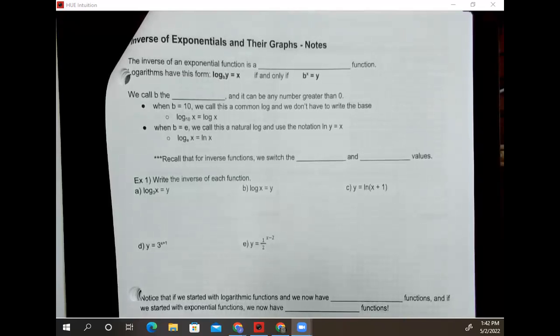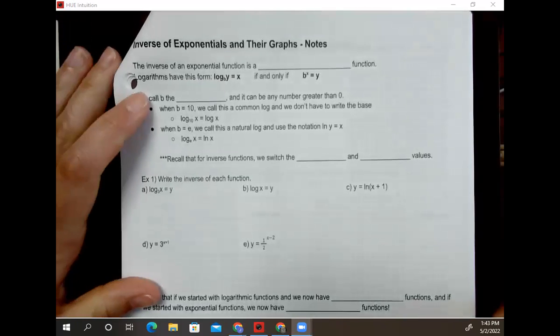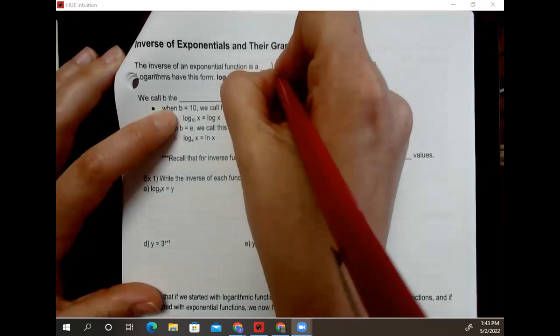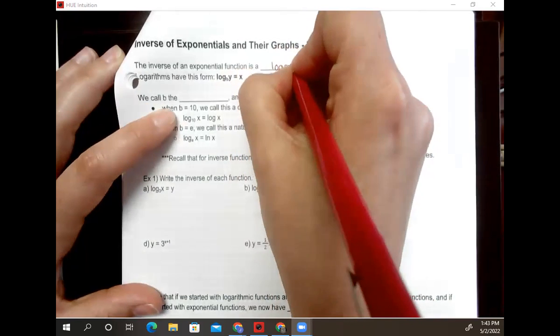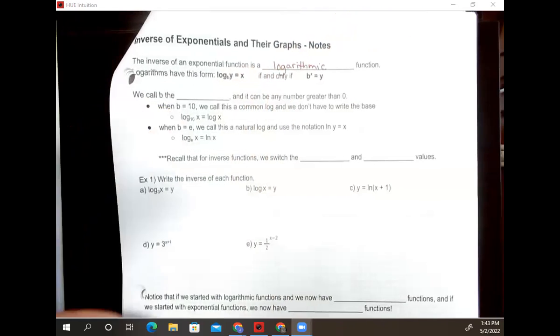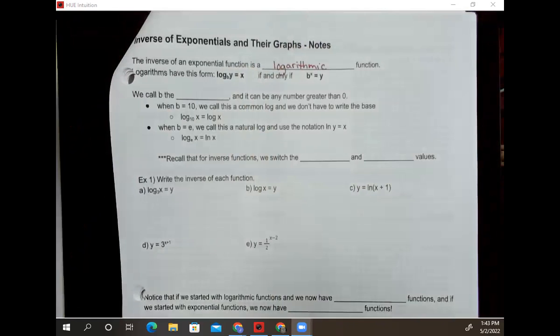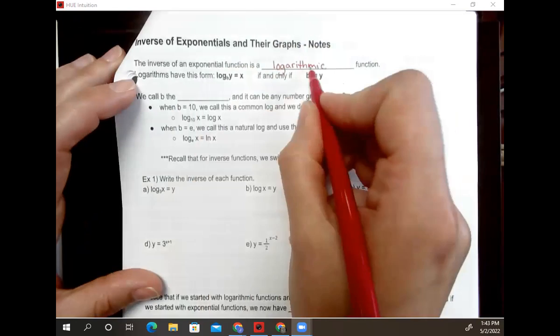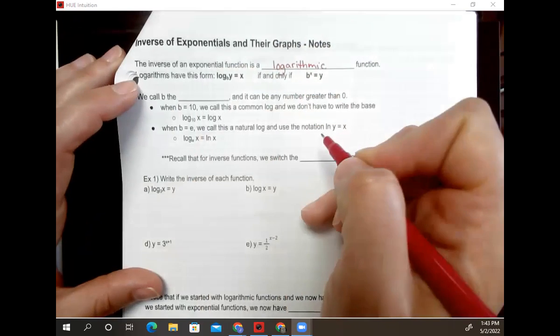So every function that we could look at, and we've looked at linear functions, quadratic functions, cube root functions, we can find the inverse of all of those types of functions. We can also find the inverse of exponential functions. The inverse of an exponential function is what we call a logarithmic function. Okay? So we've seen a little bit of logs so far. So we know logs have this format to them. And we can convert them to an exponential format if we want.